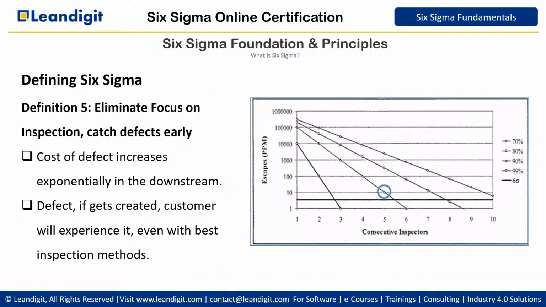Six Sigma definition number 5 is eliminating focus on inspection, catch defects early. According to Six Sigma philosophy, whatever the goodness of your inspection system, defects if made will leak to the customer. For example, if we have 90% efficiency of inspection, and we are inspecting only once, there will be 100,000 defects leaking to the customer. And if we keep on increasing the number of layers of inspection, we achieve Six Sigma performance only after 6 layers of inspection, which is practically not possible.